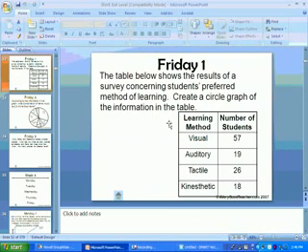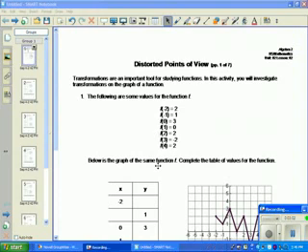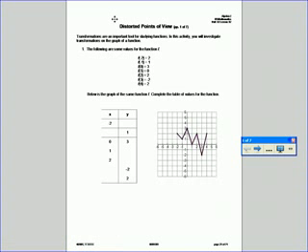So the packet that you should have picked up, which is this one right here, is called Distorted Points of View. And this is where we start talking about function notation.